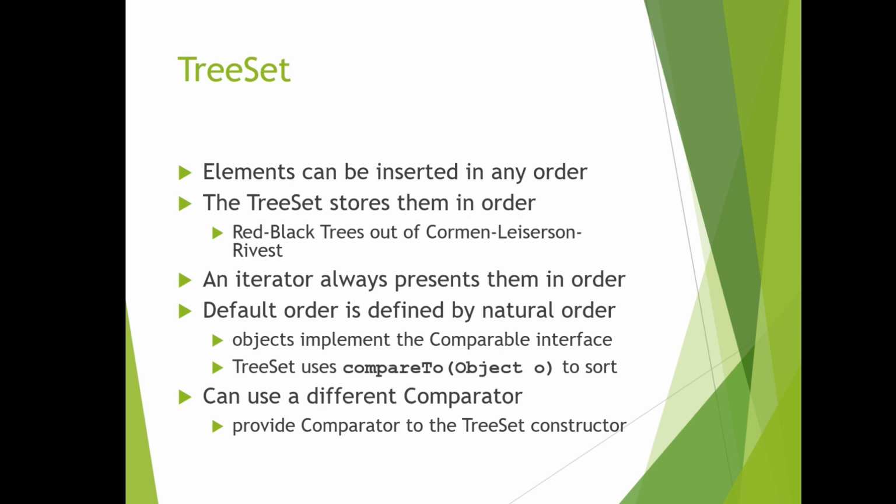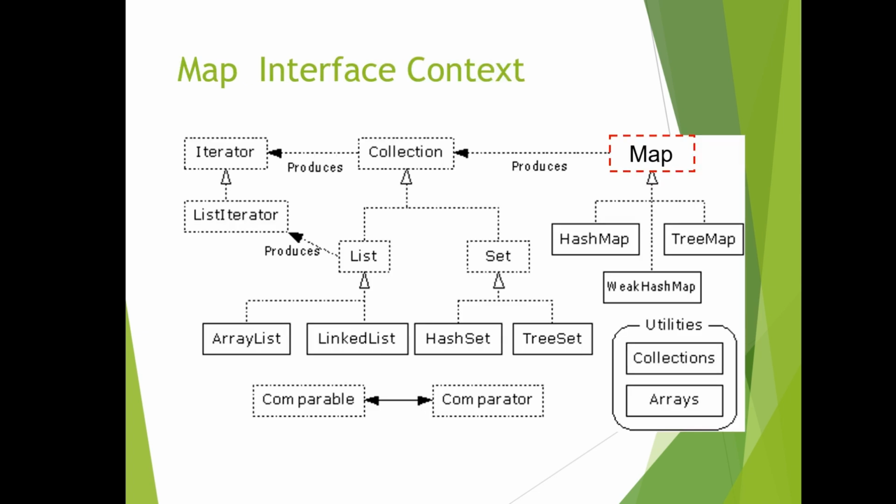With tree sets, the elements can be inserted in any order, but the tree set stores them in order. The iterator always presents them in order here. The default order is defined by natural ordering. We'll try to understand how exactly this tree set works later. And we have a map, with a hash map and tree map.